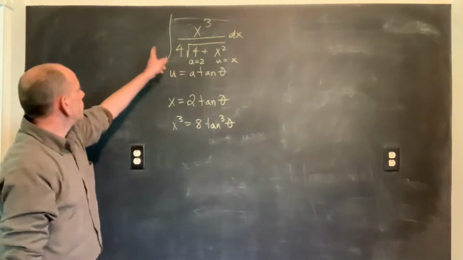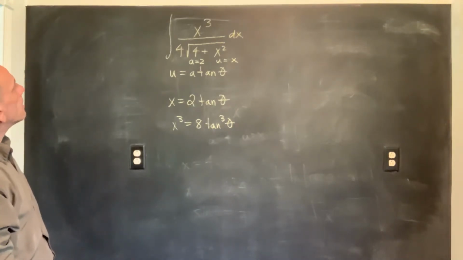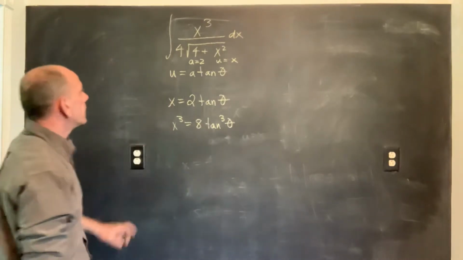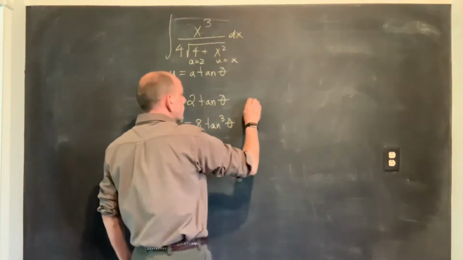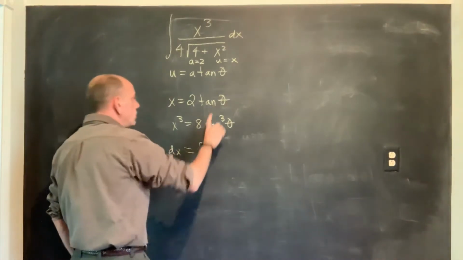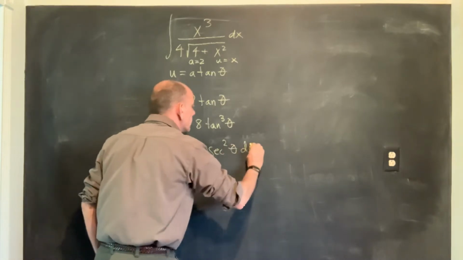The 4 doesn't bother me. I can just pull that outside if I don't want it later on. Let's see. I need the root. We'll get that in a minute. I think I can get dx from here. dx will be 2 times the derivative of tangent, which is secant squared theta, d theta.